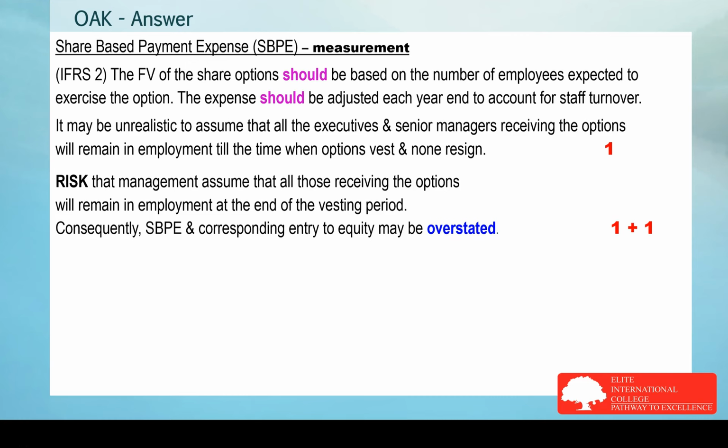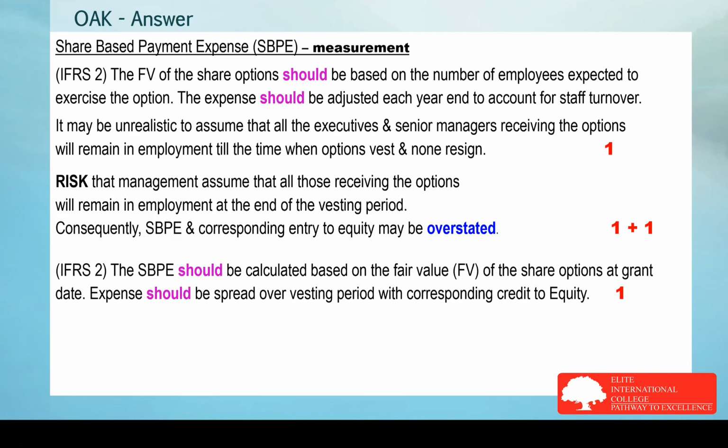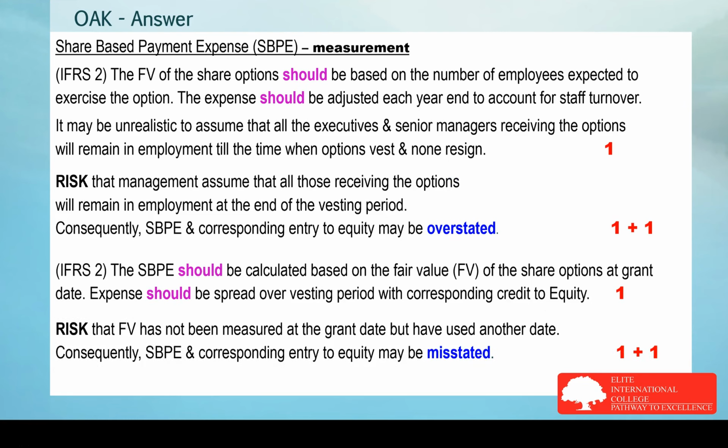That would be one set of points. So remember that there is a limit to how many points you can put down for one question. So we've already covered it under recognition. Now we're doing it under measurement, and that's it. Stop here. But just to let you know that there are other things that you can write on the area of the vesting period. You could also do that.